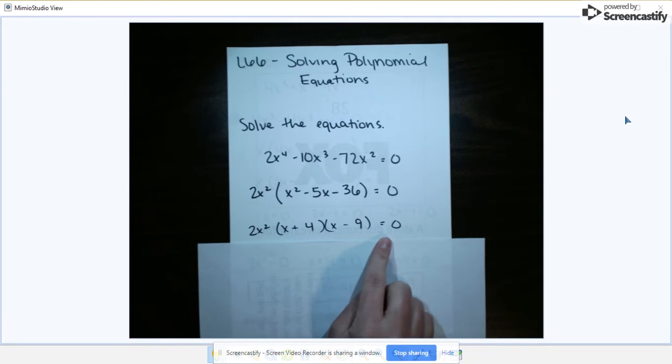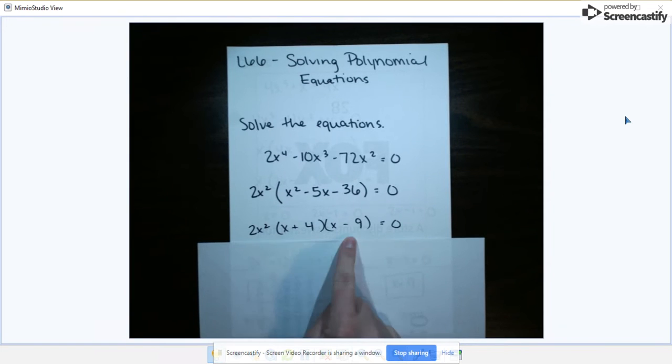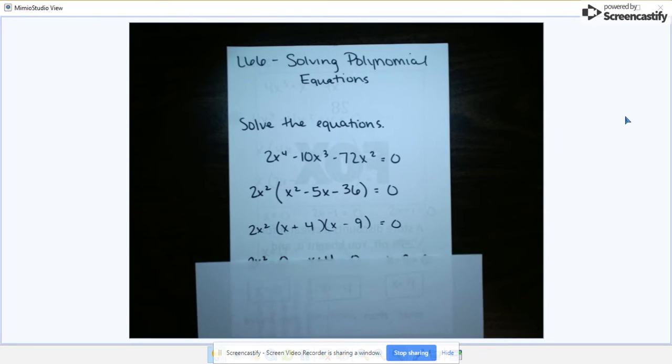Now this equals 0 is important. We're going to solve that. We've done this before. Set each of these pieces equal to 0. So I did that in this step. 2x squared is equal to 0, and then both the parentheses are equal to 0. And now we're going to solve.